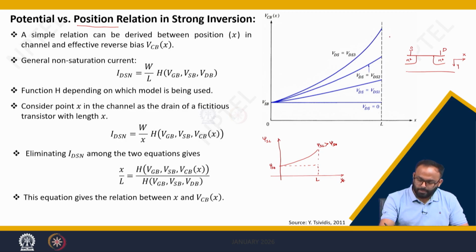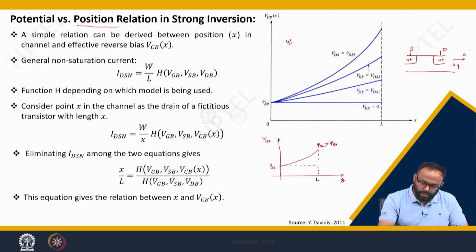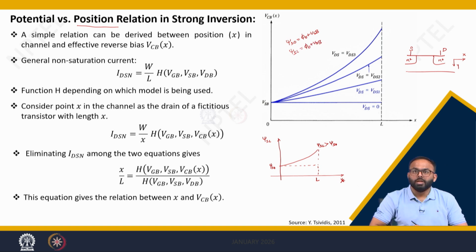The same thing comes up when we talk about strong inversion. Then psi S0 is phi naught plus VSB and psi SL is equal to phi naught plus VDB. So the potential along the channel will monotonically increase towards the drain. When you go from source to drain, the voltage will monotonically increase. So can we relate this increase in potential along this distance?